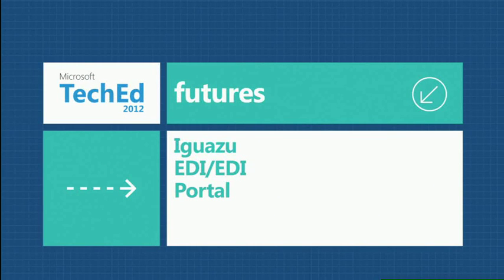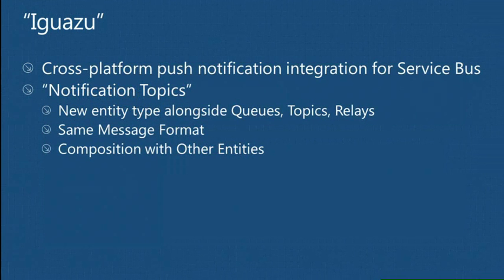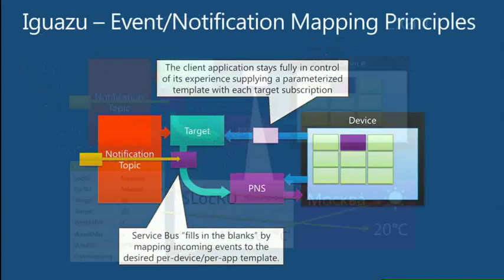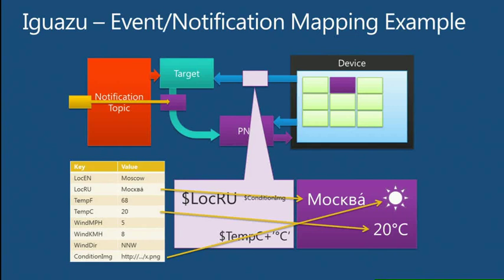So futures, of course, I'm already out of time. So let's race through those very quickly. The first one is Iguazu. So I talked about the push notification features. That's the push notification feature. I'm going to skip to this slide, which is actually giving you the core story.